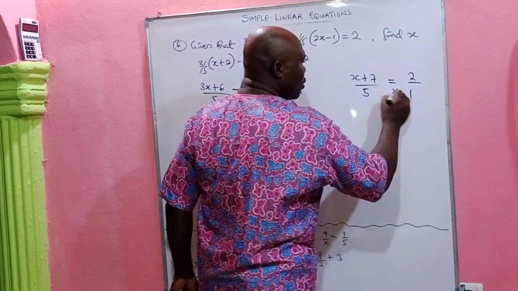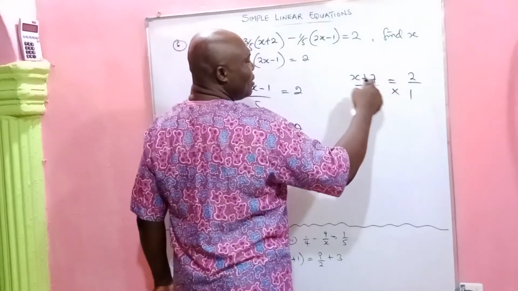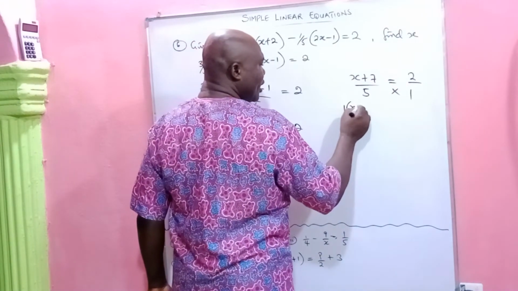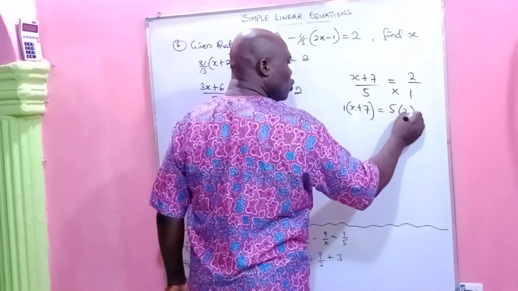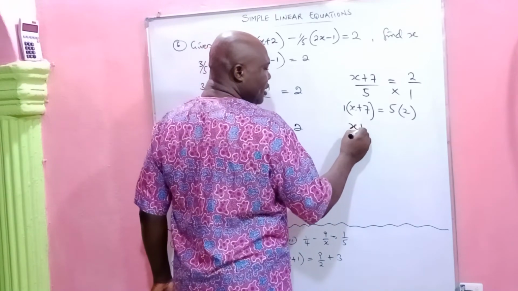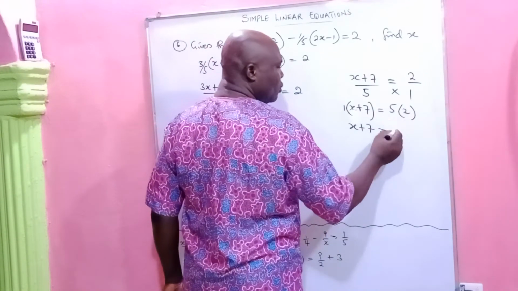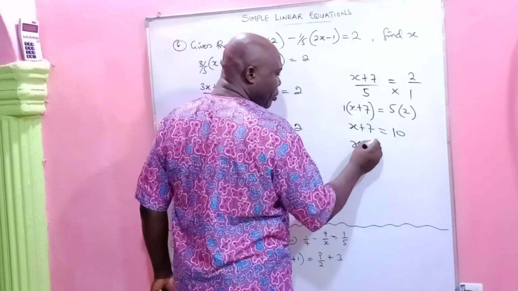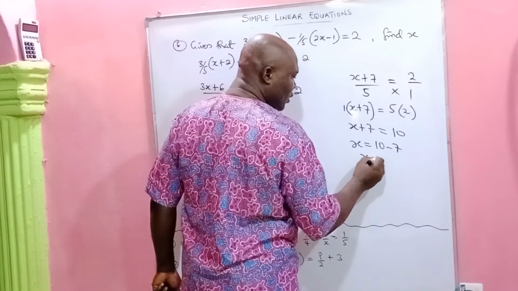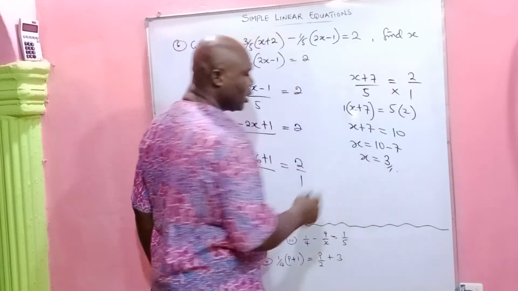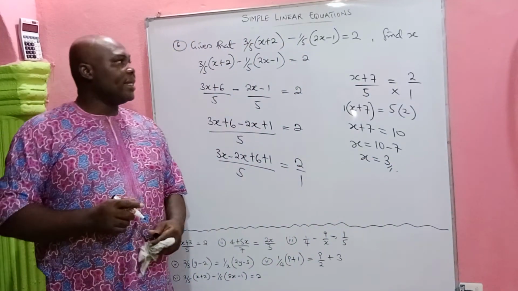2 over 1, we cross multiply. So 1 times this will give us 1 into x plus 7 is equal to 5 times 2. So this will still be x plus 7 is equal to 5 times 2, which is 10. Our x will be 10 plus 7 crosses to be minus 7, and that gives us x to be a simple 3. So the value of x there is 3.